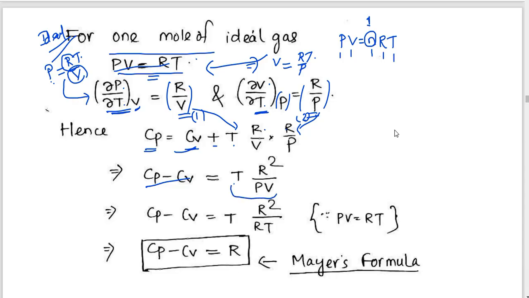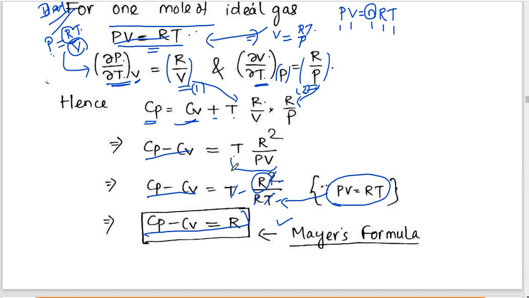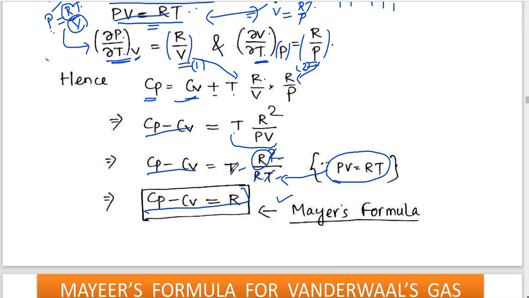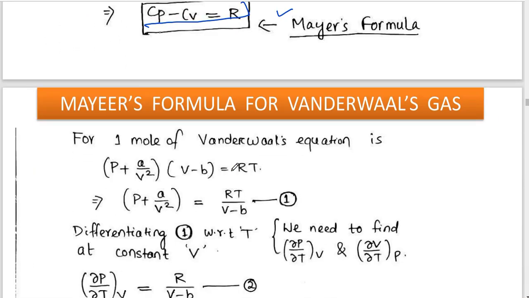What is PV? PV equal to RT. This is the ideal gas equation for 1 mole of gas. We put here, all other parts are same, T R square by RT. So 1 R cancels, T cancels, the only remaining part is R. So Cp minus Cv is equal to R. This is our Mayer's formula, or this is the value of Cp minus Cv for ideal gas. Okay, so next move to the Mayer's formula for van der Waals gas.